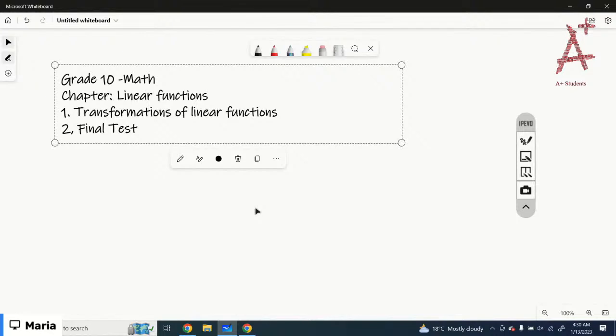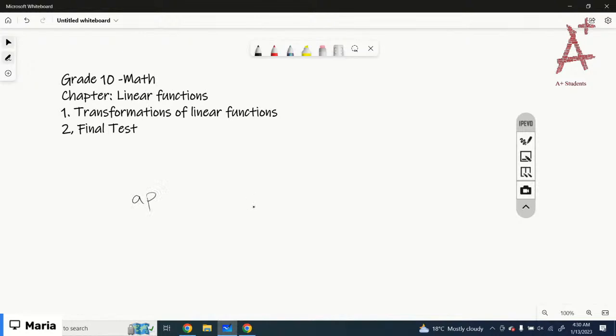So we're going to start with grade 10 maths. You can find all the lessons on aplusstudents.com. You have to log in there using your email address and password provided by the administrator. Then you have to select math from the subject tab. Scroll down to grade 10 maths and then click on view all lessons.